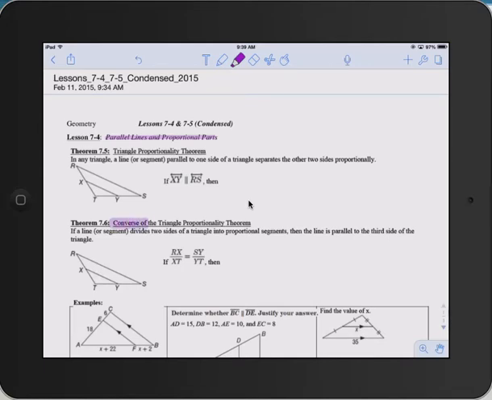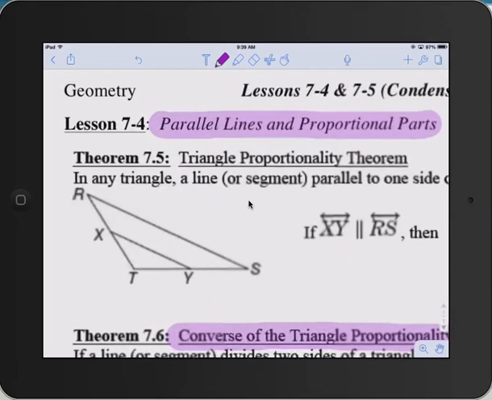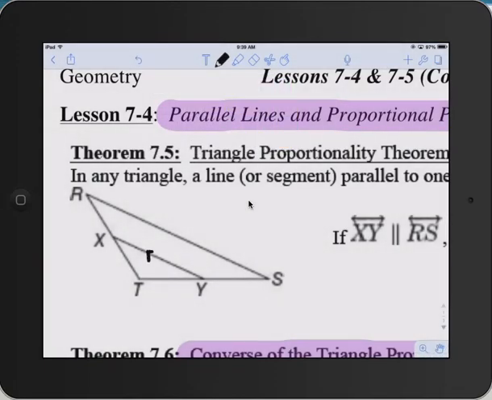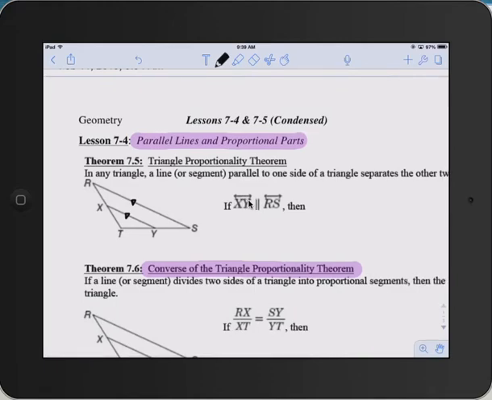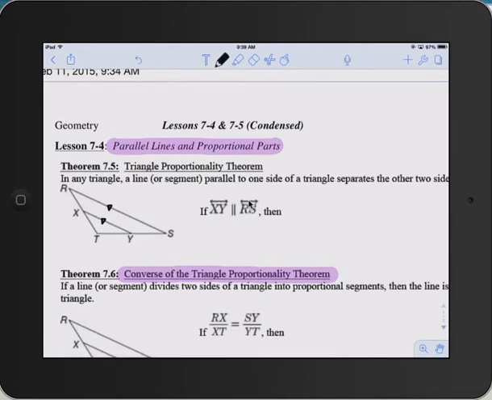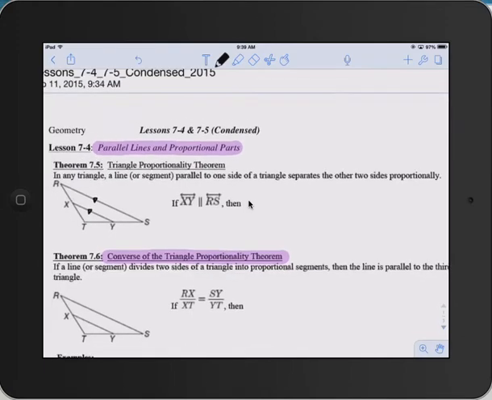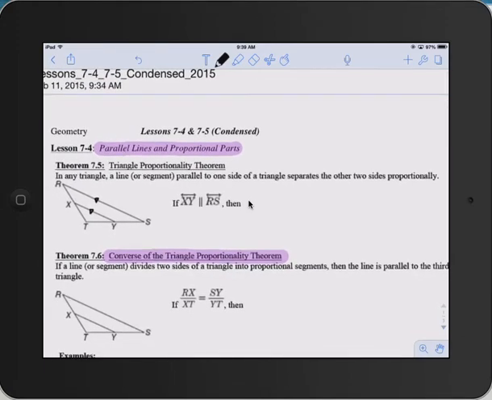I really don't care if you know the names of these or not. Like I said, we're kind of jumping over some of the details. I just want you to be able to use it. So in the triangle proportionality theorem, this should be the given information: if segment XY and segment RS are parallel, then it separates the other two sides of the large triangle proportionally. So here's your conclusion.